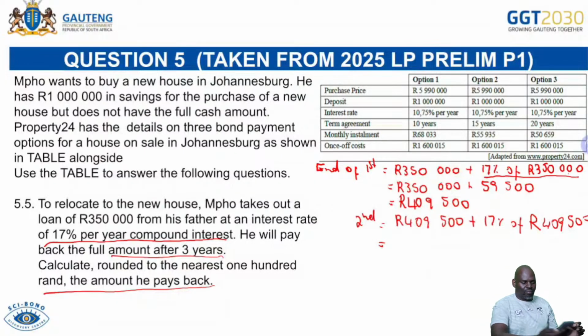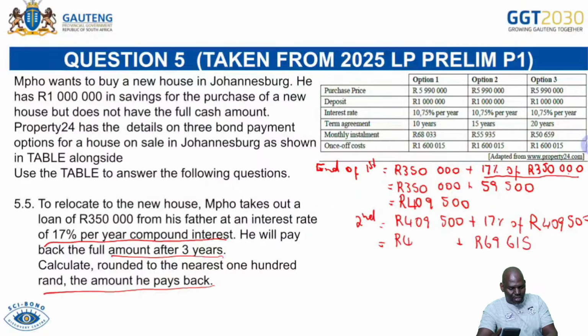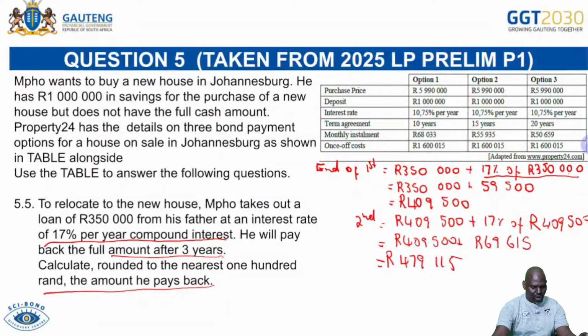Then when I calculate that, I say 409,500. Then I calculate 17%, 17 divided by 100, multiplied by 409,500. Then I get this part is 69,615. And then when I add them together, 409,500 plus 69,615, I get 479,115. So this will be the end of the second year.